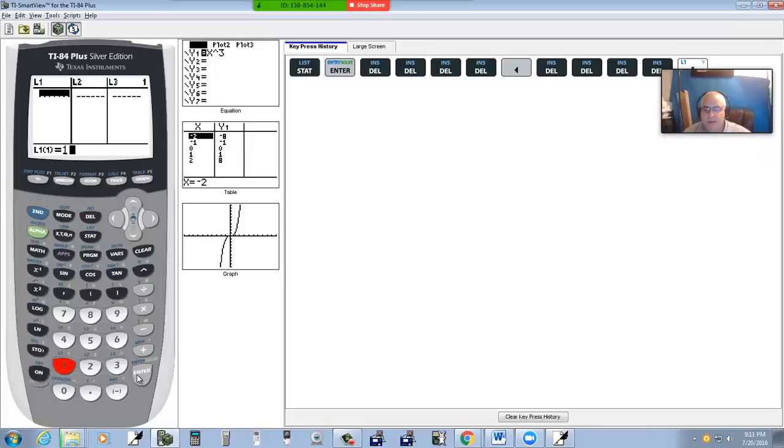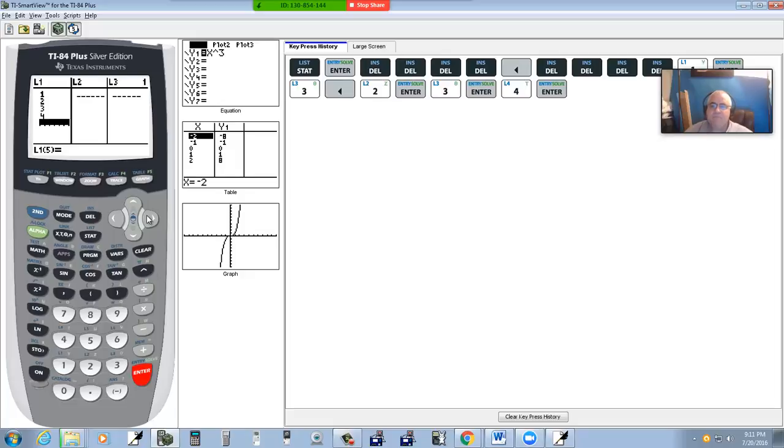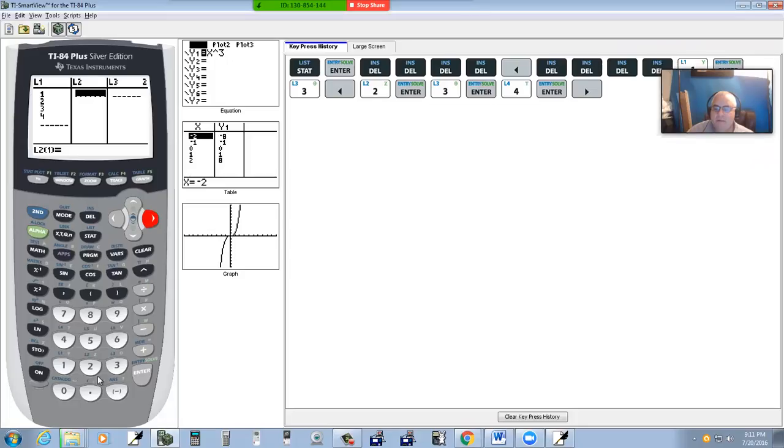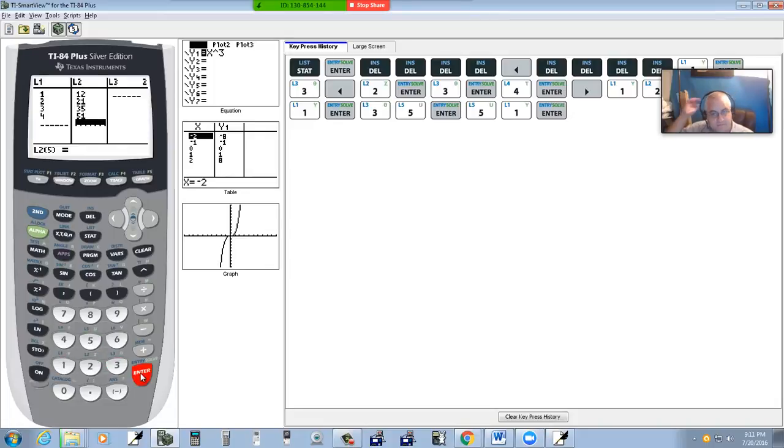So we'll do 1, enter, 2, enter, 3 enter, and 4 enter. Then I'm going to right arrow to L2, and I'm going to put my Y values. So I got 12, 21, 35, and 51. Now I'm going to exit out, so I'll do second mode.